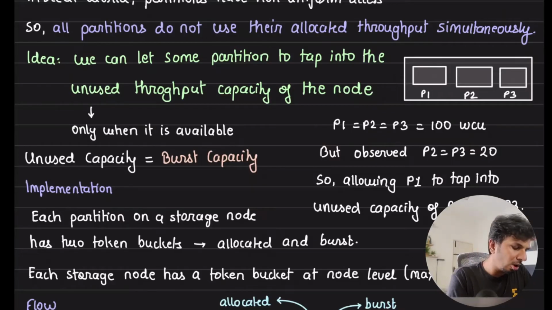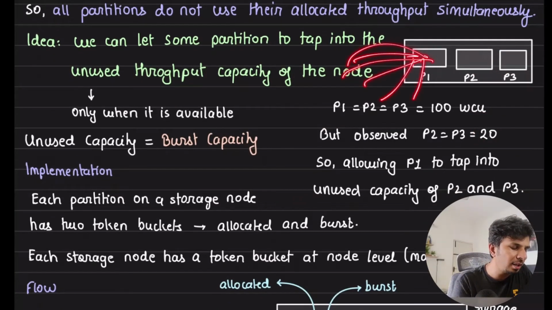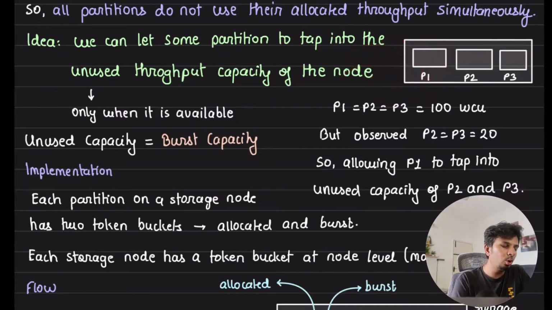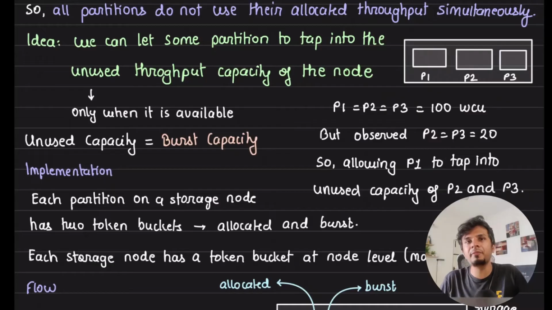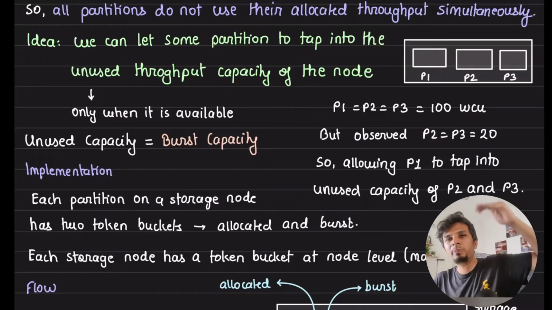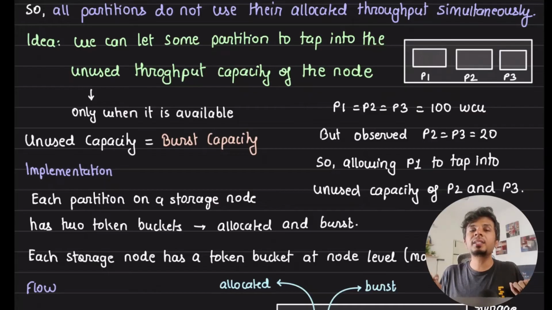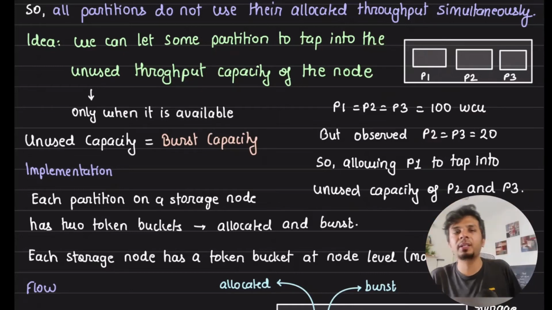Now what has happened is that P2 and P3 are only getting 20, right? So what we can do is, if P1 is getting a little higher load, we can allow P1 to go beyond its provisioned 100 and go a little above that. Why? Because P2 and P3 are only using 20 of their 100. You have 80, 160 in buffer. You can let P1 go to like 150, 160, 170, 180, something like that. Right? This is called bursting. You are allowing to support burst requests coming in for a particular partition on a specific node.